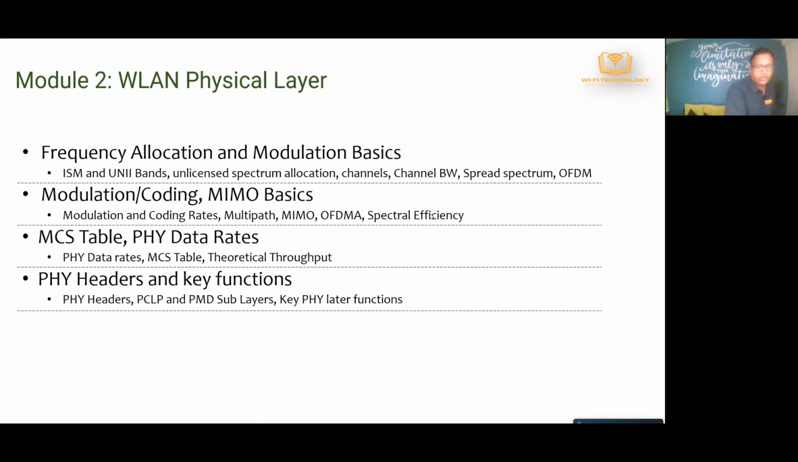So we're going to start today with frequency allocation and modulation basics, how unlicensed spectrum works, the various channels, channel bandwidths. We're also going to touch on spectrum technology and so on. As we go on in this module, we're going to talk about modulation, coding. We're going to talk about multipath. What is the concept of multipath? What is the concept of delay spread? And we're going to talk about multiple input, multiple output, MIMO technology, OFDM. What is the concept of spectral efficiency? We hear about spectral efficiency a lot in wireless communications, in Wi-Fi. What does that mean, and what is the concept behind it?